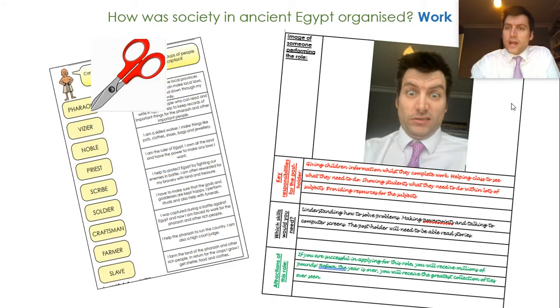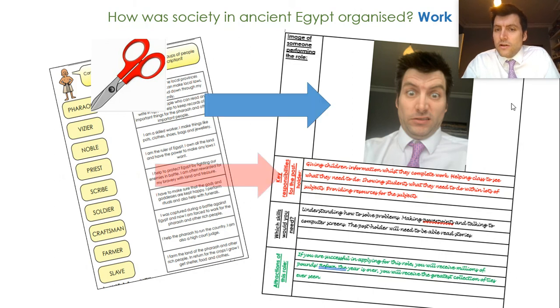So this one on the right hand side is a job description. And your job is going to be to do a job description for one of these Egyptian roles. Which role are you going to give a job to? As I said, I'd like you not to do Pharaoh because I think that's the most tempting one. Any other job, so vizier, noble, priest, scribe, soldier, craftsman, farmer, or even if you really want slave, you're going to do a picture of the person doing the job, and then you're going to do a description of the responsibilities, the skills, and the attractions of the role.